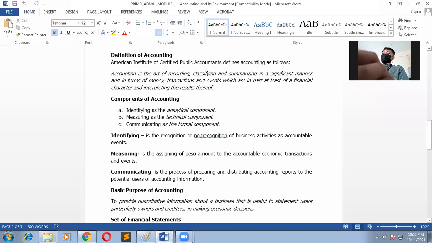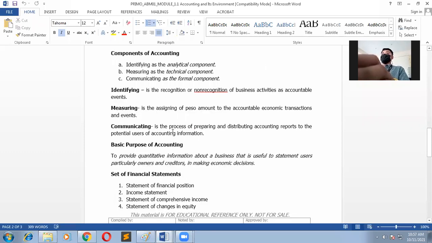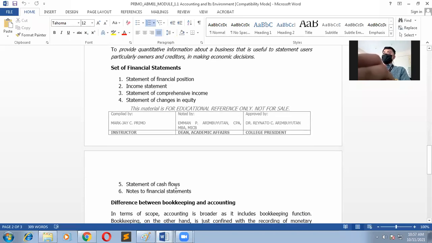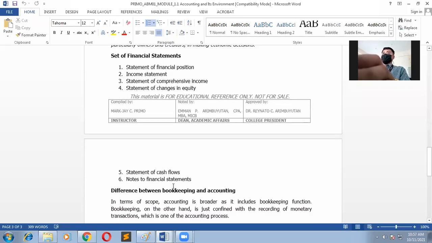So, ano nga po ba yung components of accounting? We have analytical, technical, and formal. Wherein in analytical, we identify the transactions or events to be recorded. In technical, we measure or assign peso amount to accountable economic transactions. In communicating information, we prepare and distribute accounting reports to the users. So we do have a set of financial statements, which are the statement of financial position, income statement, statement of comprehensive income, statement of changes in equity, statement of cash flows, and notes to financial statements.